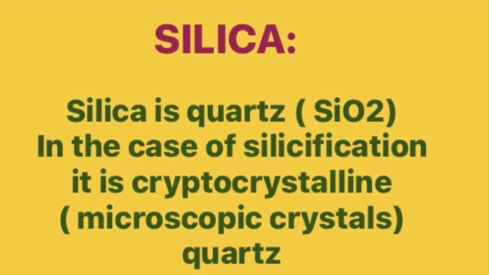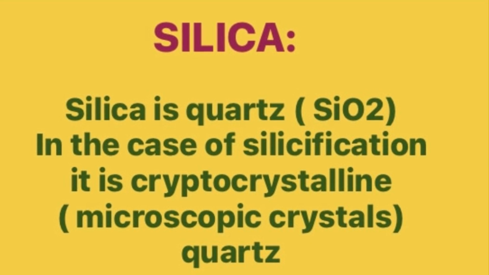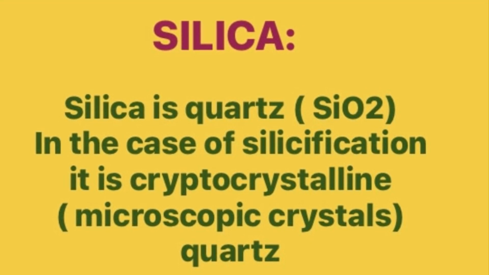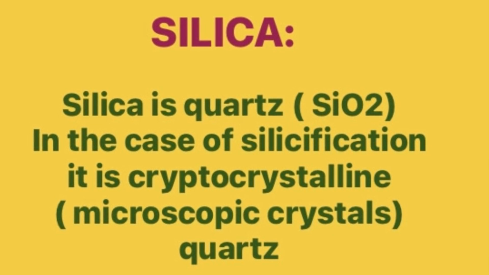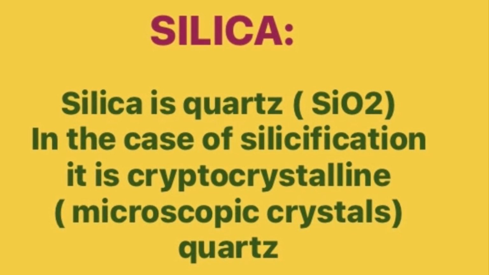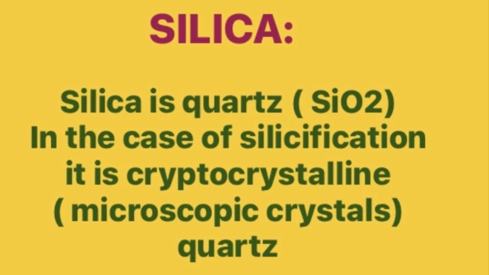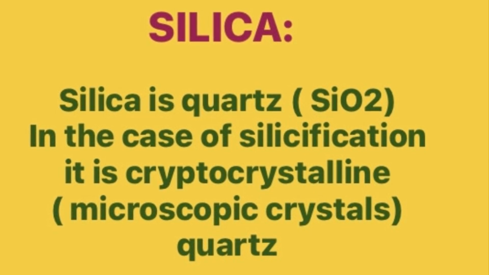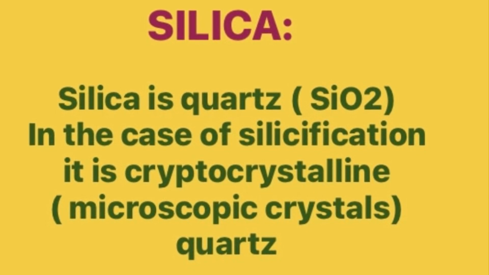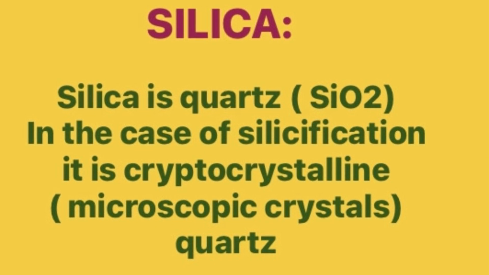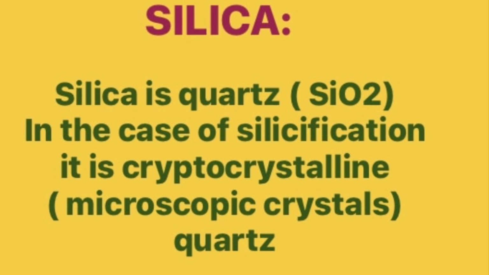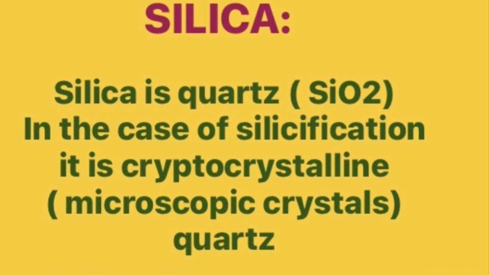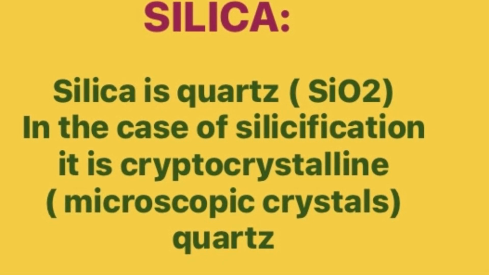Hey Rock Buds, as you know, silica is quartz, which is silicon dioxide. And when we're talking about silicification, we're talking about microscopic crystals of quartz. And that's called cryptocrystalline quartz. That kind of makes sense because it would take microscopic quartz to replace the cell structures in plants and animals.